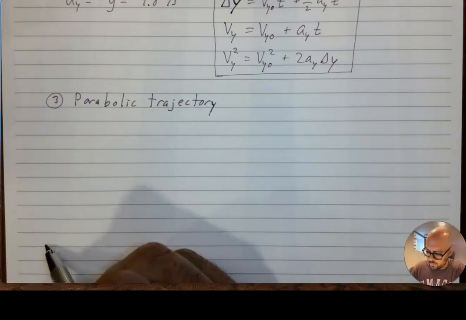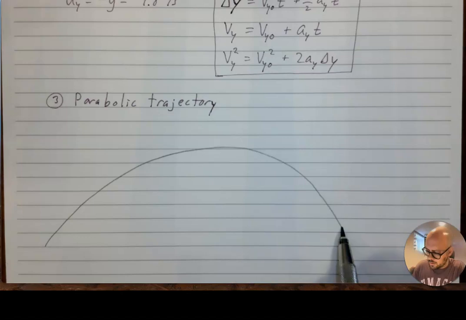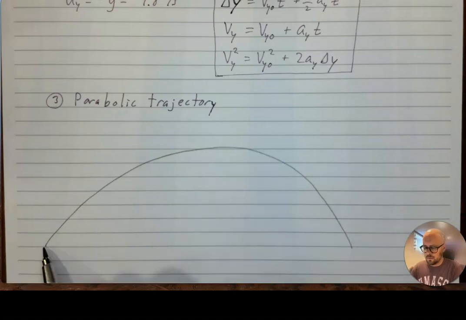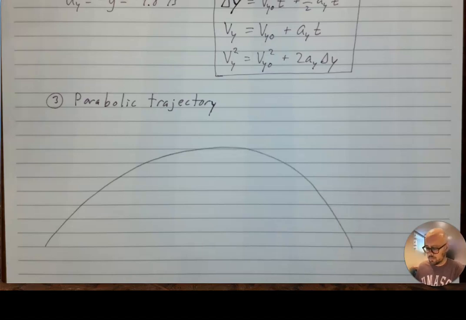So I'm just going to draw a parabola. All parabolas for projectiles are inverted. They're downward facing. I did a terrible job of drawing a parabola. It's not symmetrical, but it's close enough. So any projectile is going to trace out part or all of this shape.